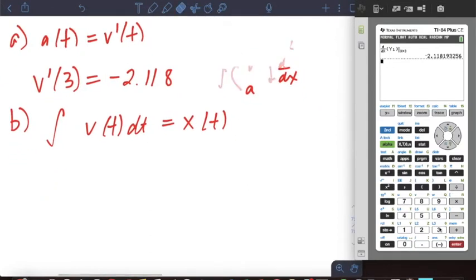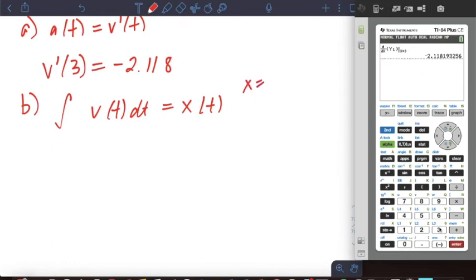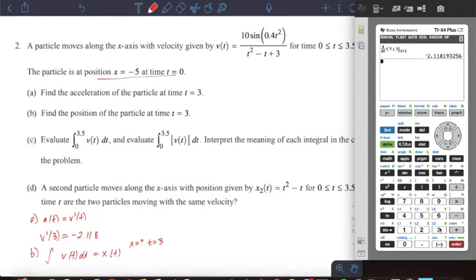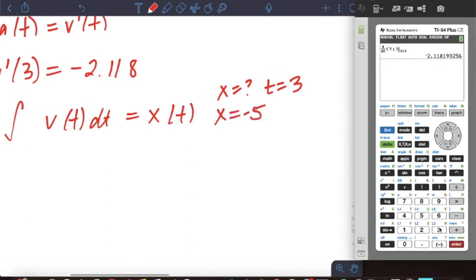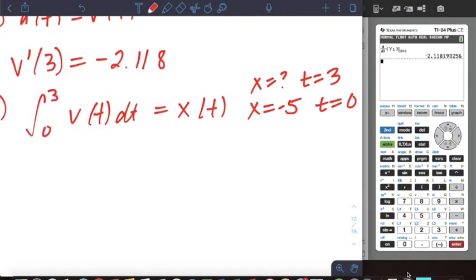Okay. So in this problem, it gives us some hints and some clues. We want to figure out the position of the particle at time t equals 3. But the problem tells me earlier that the position of the particle is -5 at time t equals 0. So x is equal to -5 at time t equals 0. So I have two different positions and two different times. So what we're going to do is the integral from 0 to 3 of the velocity function, and this would equal the position function evaluated from 0 to 3.